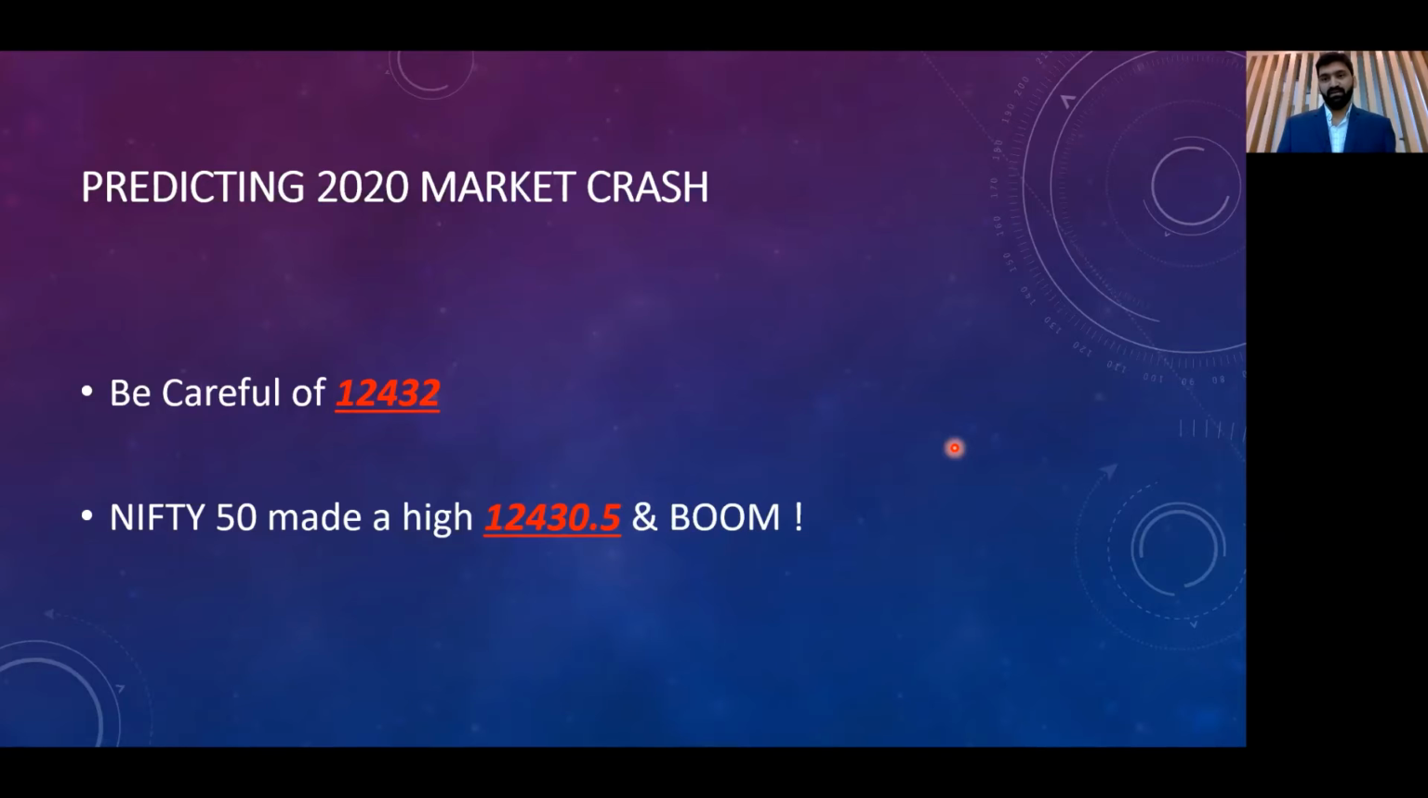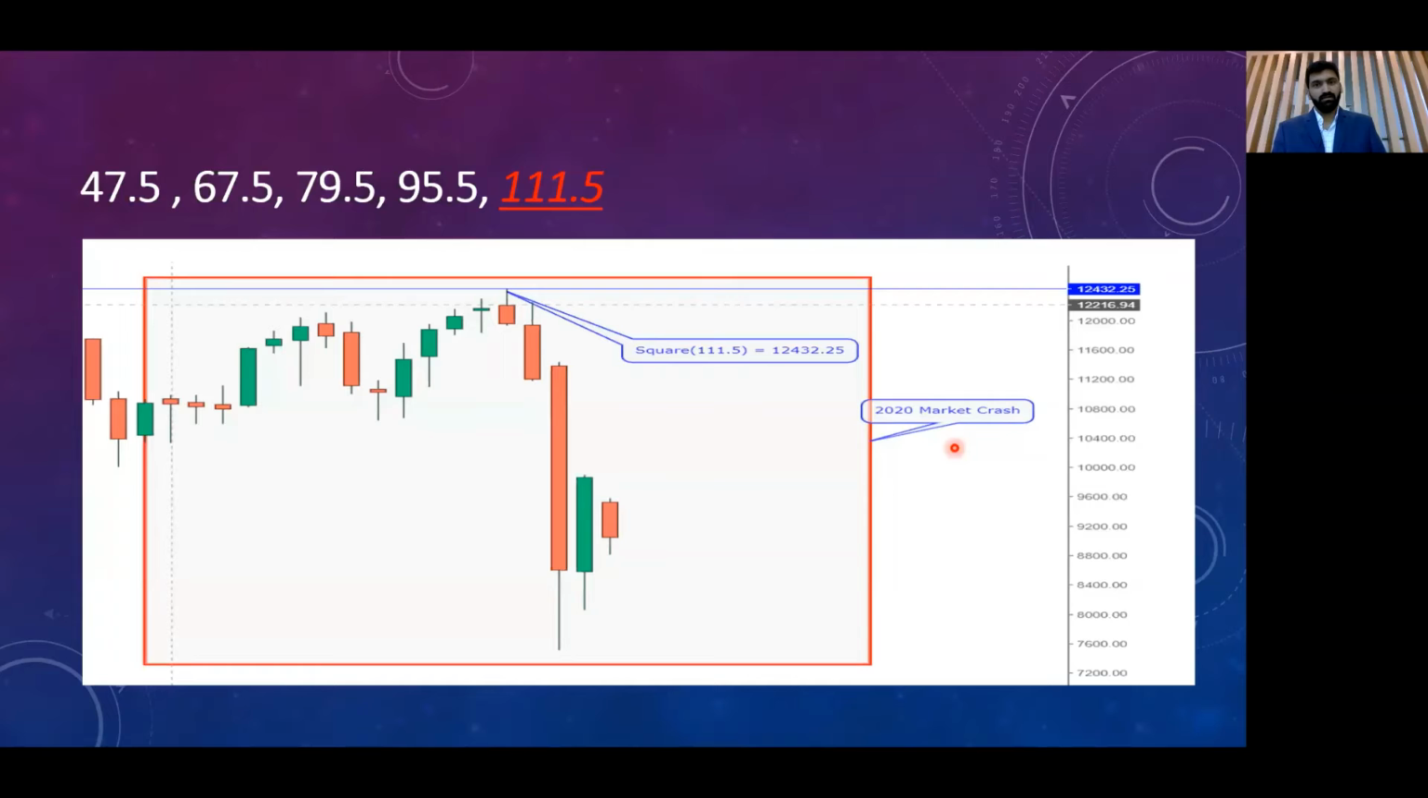And we all know what is happening in the global markets today. Look at this. This is what is happening right now. The square of 111.5 is 12,432. And precisely from that level, the market came crashing down and actually came to the 7,500 level, which is a massive, massive fall in just a matter of 3 months.